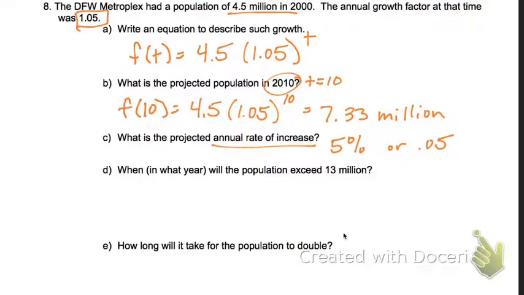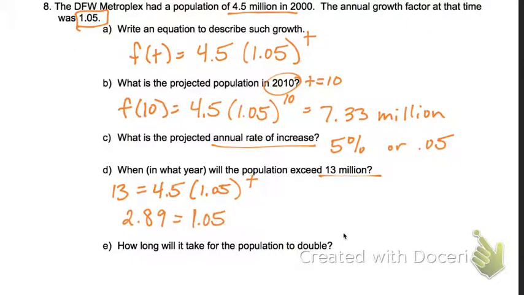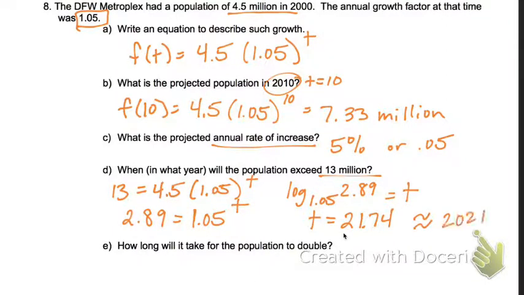In what year will the population exceed 13 million? So I'm going to set the left side of the equation equal to 13. Then solve for t. So divide each side by 4.5. 2.89 equals 1.05 to the t. Put it in log form. t equals 21.74. So if it started in 2000, 21 years, about 2021.